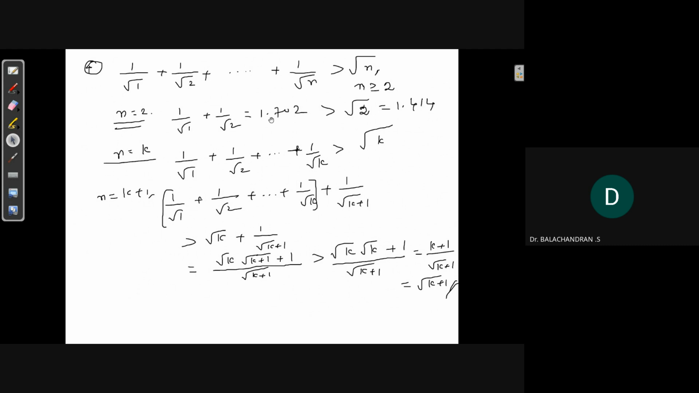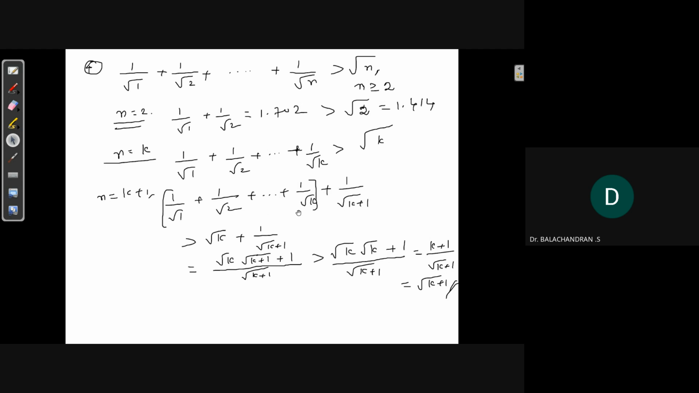And assume the statement is true for n equal to k. You should write that. That means we assumed 1 by root 1 plus 1 by root 2 plus dot dot dot plus 1 by root k is greater than root k. Now we are going to prove the statement is true for n equal to k plus 1. That means 1 by root 1 plus 1 by root 2 plus dot dot dot plus 1 by root k plus one more term, 1 by root k plus 1, should be greater than root of k plus 1. I need to show that.